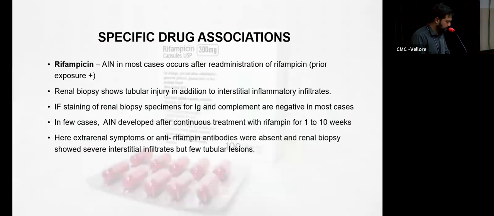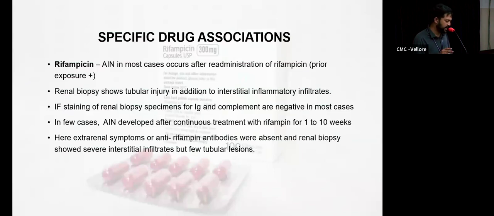Rifampicin is an important drug because we use it very frequently in patients with TB and also some other disorders. AIN can occur in two patterns. In most cases, it occurs after re-administration of rifampicin, in which case there will be a prior exposure. The biopsy will show tubular injury with interstitial inflammatory infiltrates. Immunofluorescence will show negative complement deposition and immunoglobulin deposition in most cases. Although anti-rifampicin antibodies have been detected in the serum of patients, they may not be seen at the time of renal biopsy, and even an IF can be negative for antibodies.